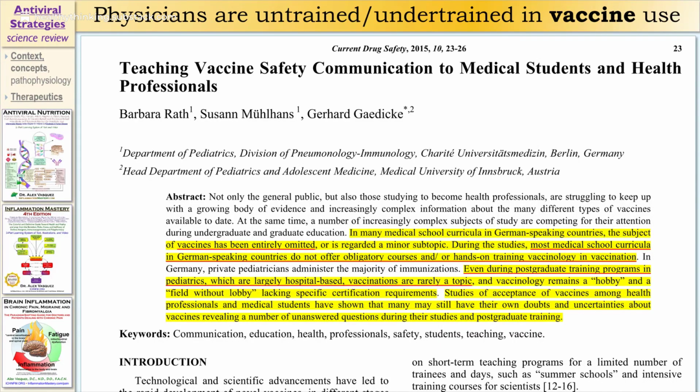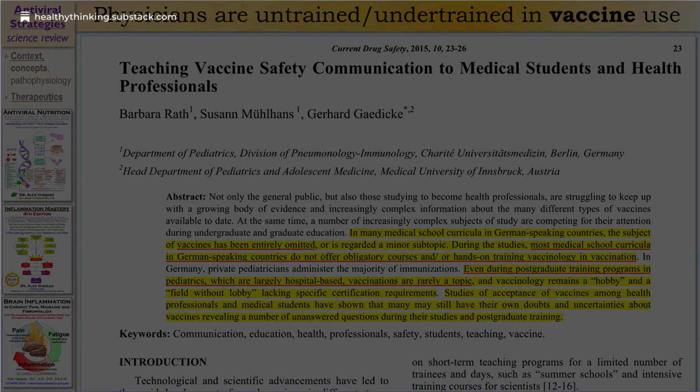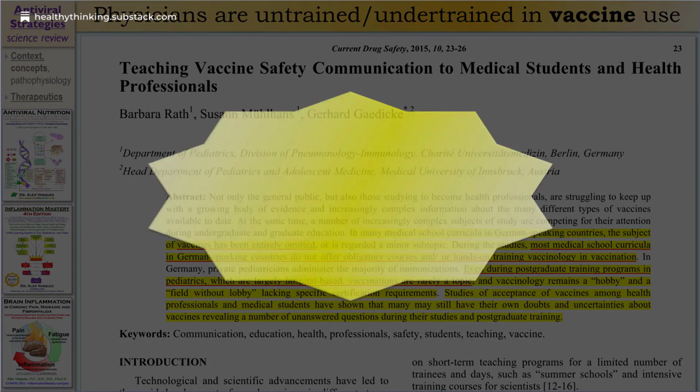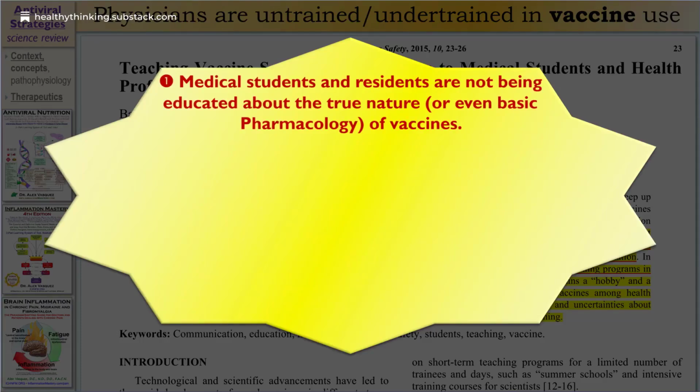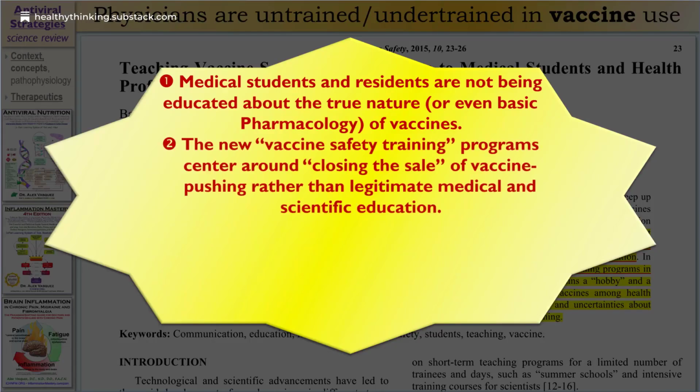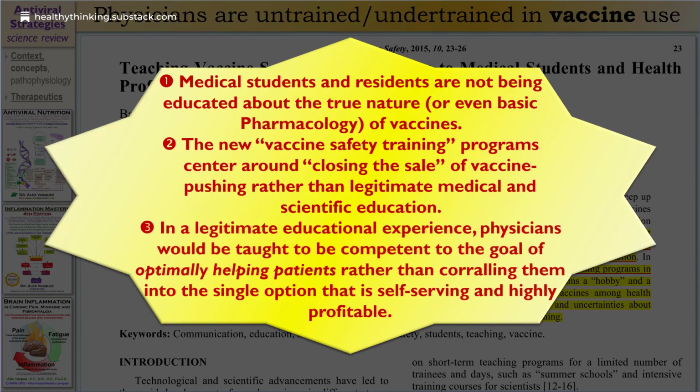So what we see throughout medical training, including medical school and residency, is that doctors, medical physicians, are untrained in vaccines, and yet they're supposed to go on to receive those vaccines and also push them on their patients. So summary point number 1 here is that medical students and residents are not being educated about the true nature or even basic pharmacology of vaccines. The new vaccine safety training programs center around closing the sale of vaccine pushing rather than legitimate medical and scientific education.